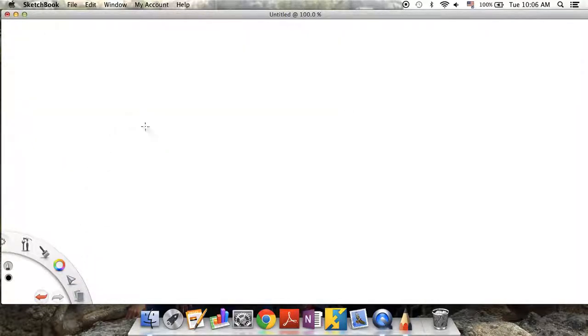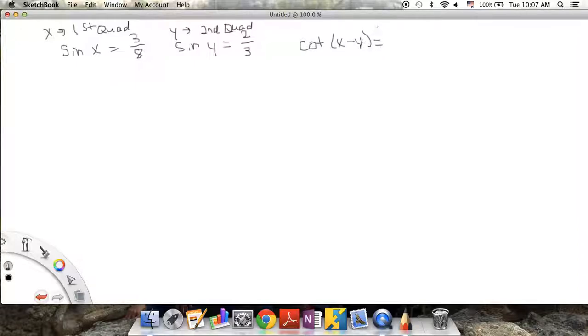Let's try another one. What if I tell you that the sine of x is 3/8 and the sine of y is 2/3, and x is in the first quadrant and y is in the second quadrant, and I want to know what the cotangent of x minus y is. Well, the cotangent is cosine over sine, and we know our formulas.